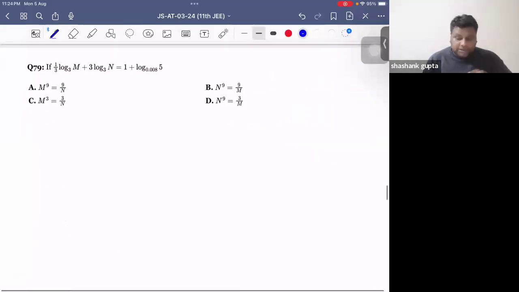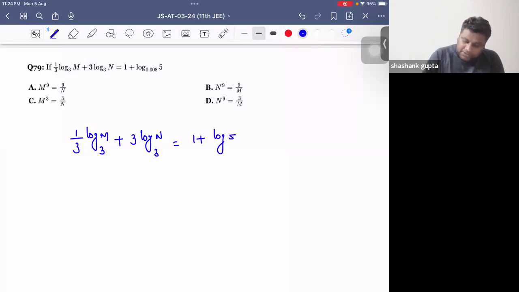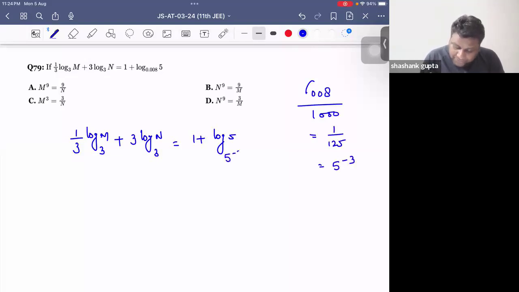Now see, this question is also very favorite in JEE Mains. 1/3 of log m base 3, plus thrice of log n base 3, is equal to 1 plus log 5 base 0.008. All right. See, everything is going on base 3. So it is 1/3 of log m base 3 plus thrice of log n base 3 is equal to 1 plus log 5. This 0.008 is actually 8 upon 1000, so it is 1 upon 125, which I can write as 5 to the power minus 3. So the left side is 1 minus 1 by 3, that is 2 by 3.